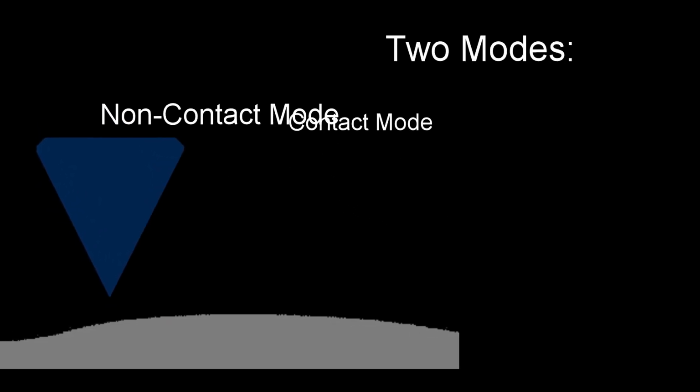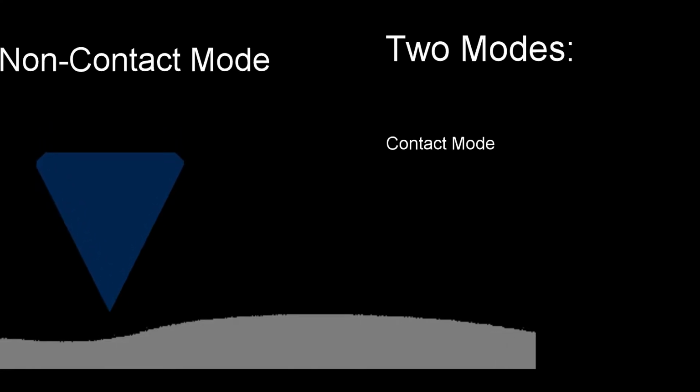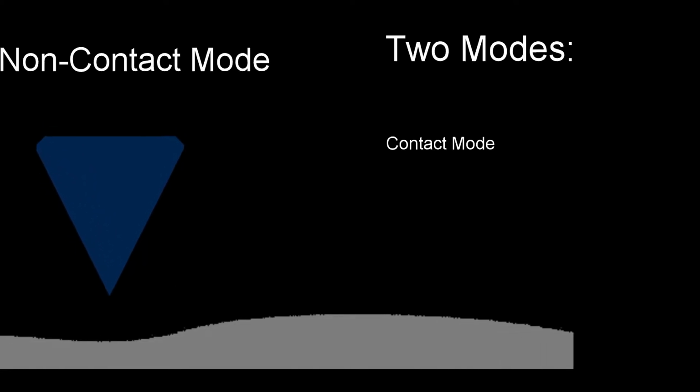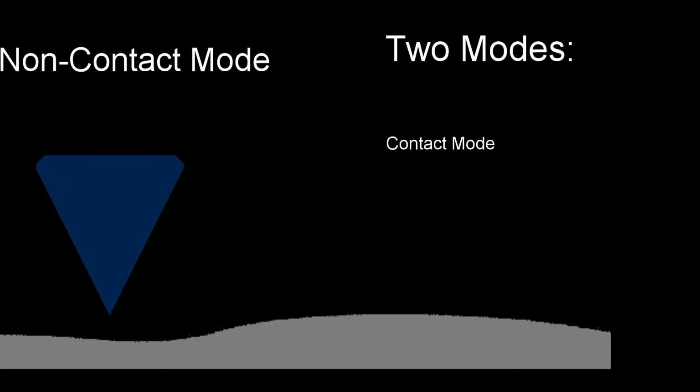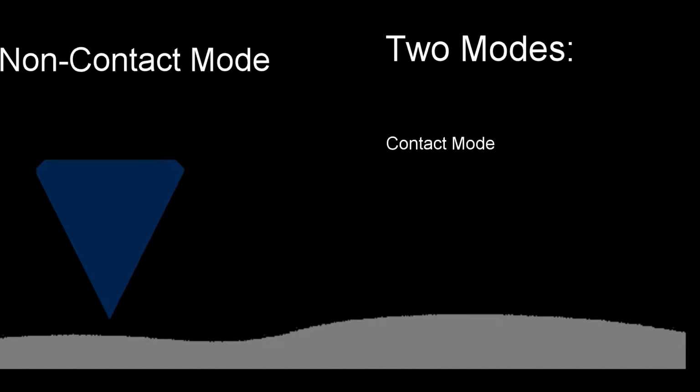Non-contact mode operates similarly, but the cantilever oscillates with a smaller amplitude, thus preventing contact with the sample. Contact with particularly soft samples, or samples of varying properties, could lead to image artifacts.